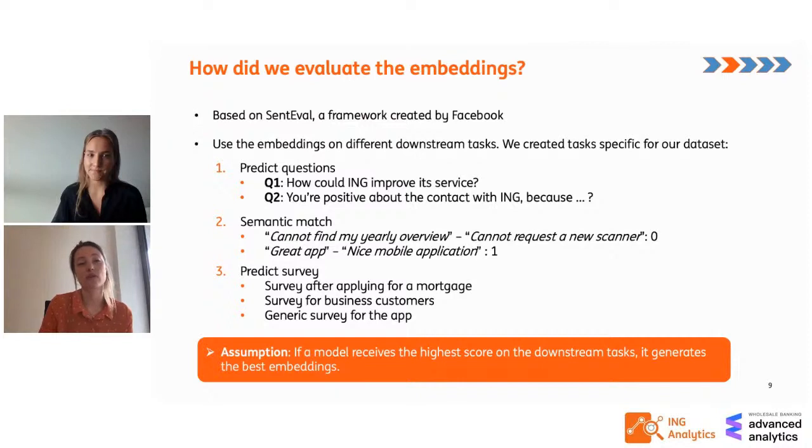And for all these tasks, we have an important assumption. If a model receives the highest score on the downstream task, it generates the best embeddings. So what this basically means is that we believe that if embeddings contain a lot of information, then the classifier on top of it is able to be more accurate in the prediction. So now it's time to look at the results.